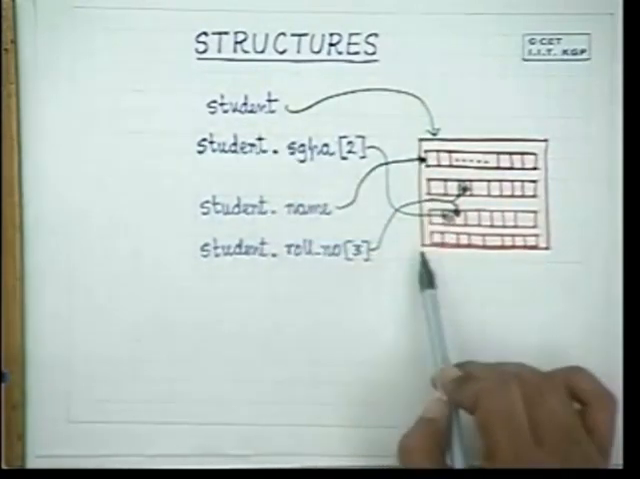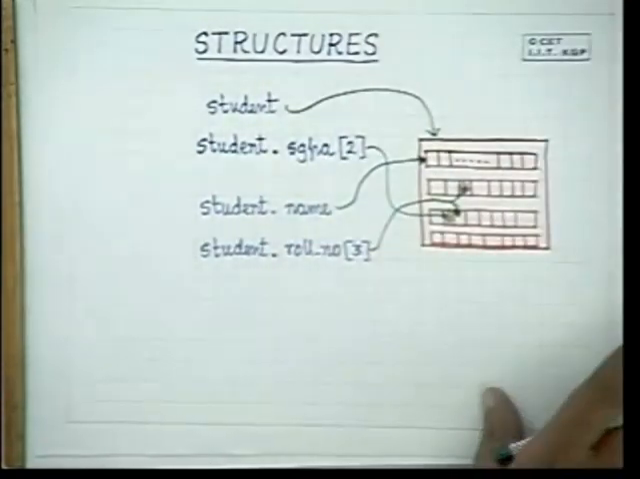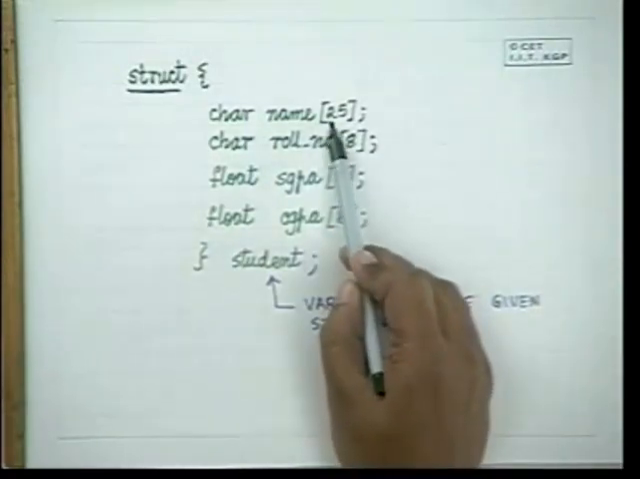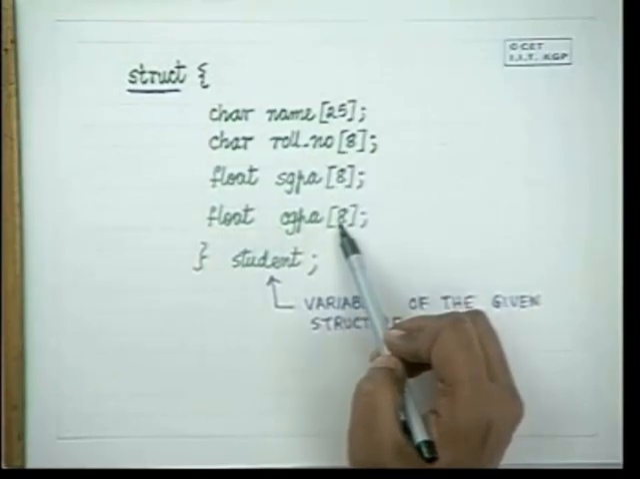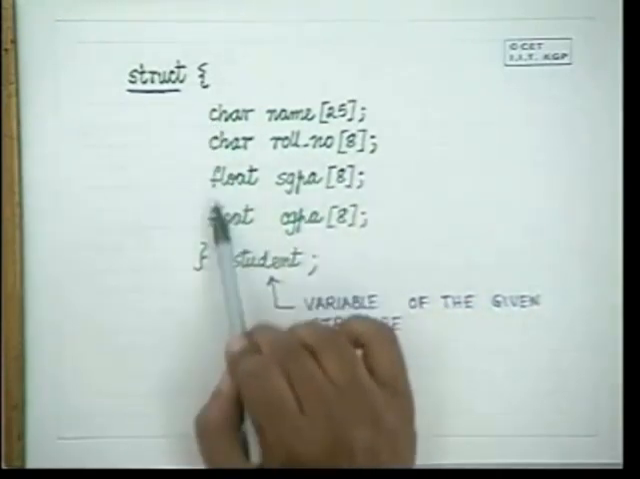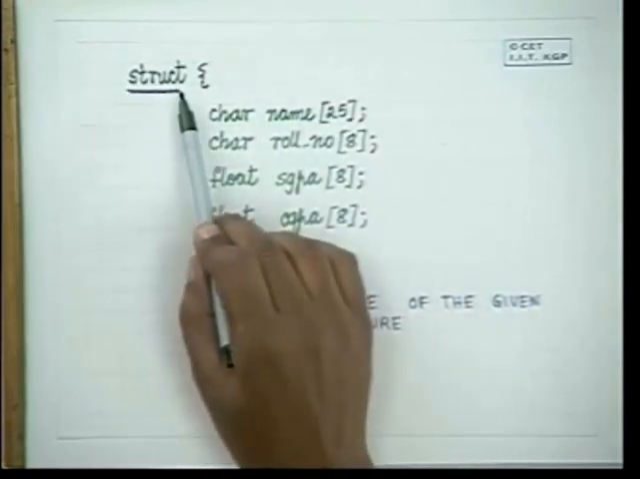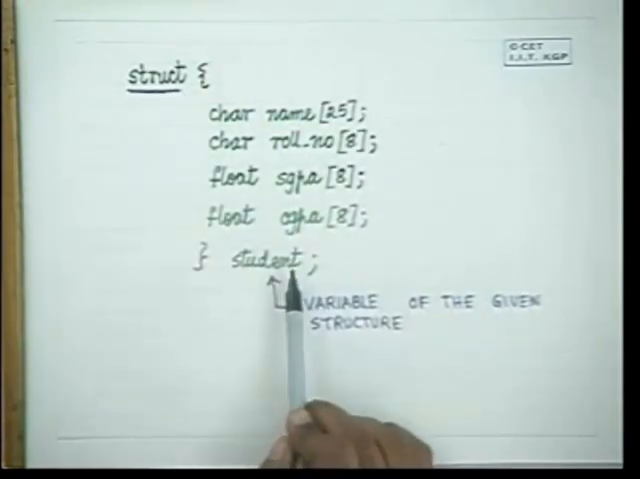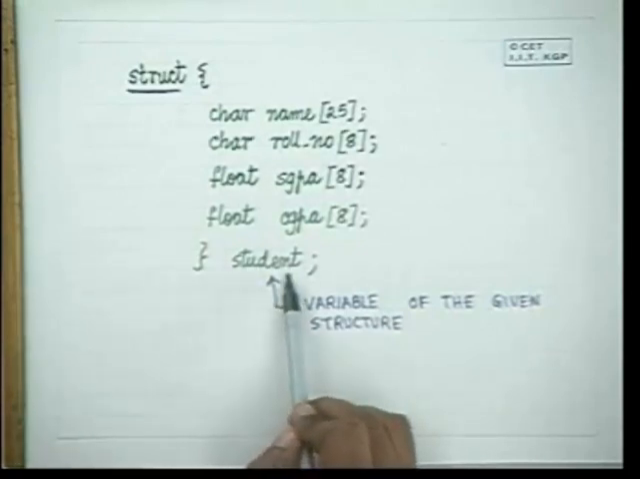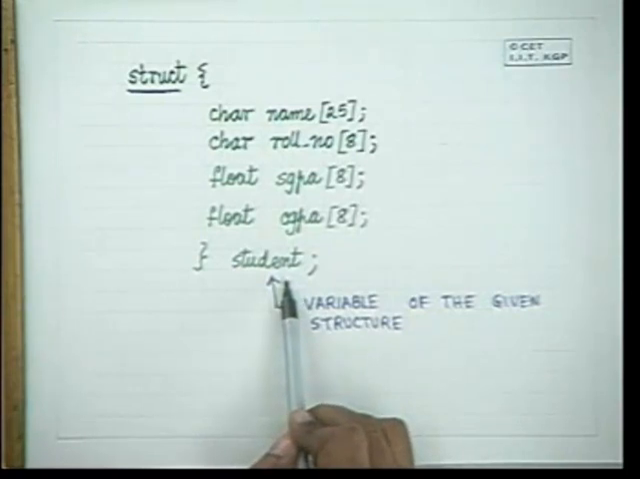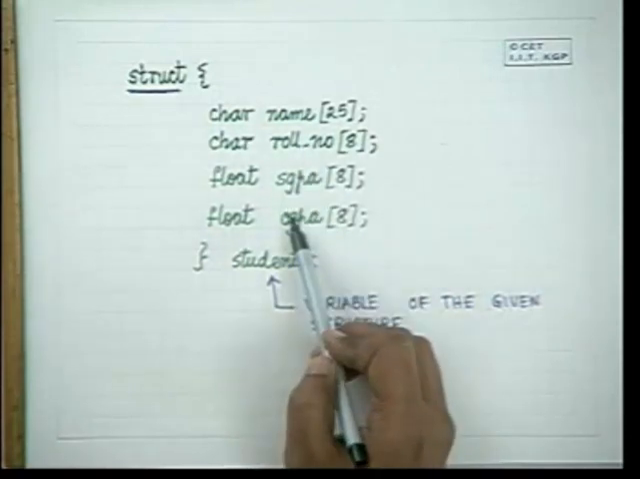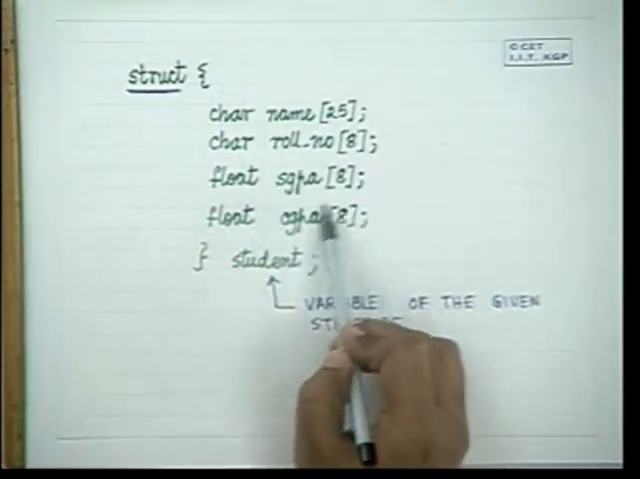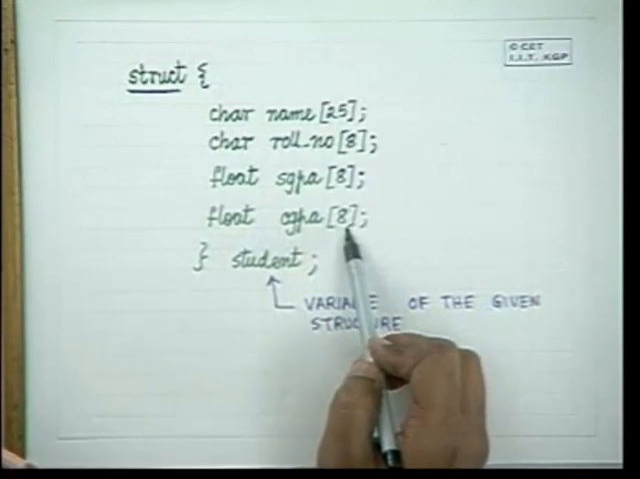So for a student, storage allocation will be done corresponding to the total size of this: 25 characters, 8 characters, 8 floating point and another 8 floating point. And that whole thing will be one block of data called student. The starting address of that will be the address of student. And normally they are stored consecutively one after another, so you will have this array followed by this, followed by this, followed by this.